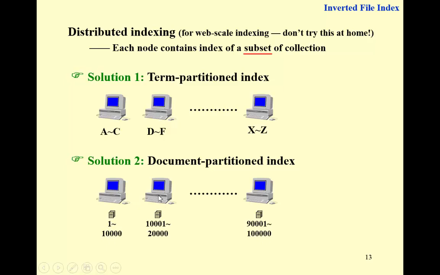On the next machine, we can still find that term, and that machine contains a subset of the posting list of all the terms, and that subset contains the next 10,000 documents, and so on and so forth. So practically speaking, we cannot really solve the problem by applying one single solution. Usually it's a combination of the two strategies. Okay, and that's about distributed indexing.